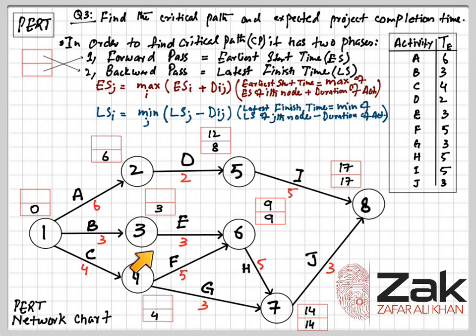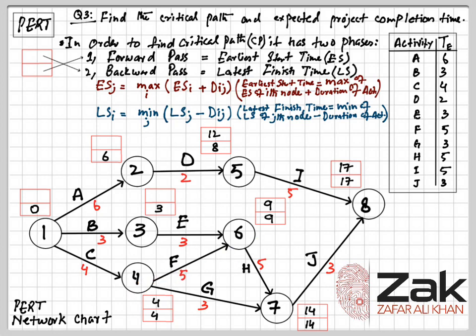After 5 we have got 4. Now 4 has got two options. First option is 4 to 7, the other option is 4 to 6. As we had to take the maximum for the forward pass, backward pass we have to take the minimum of the two. So over here it is 14 minus 3, 11, and over here it is 9 minus 5, 4. So which one is less between 4 and 6?